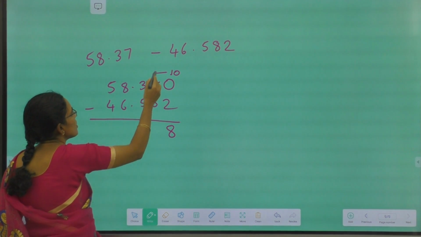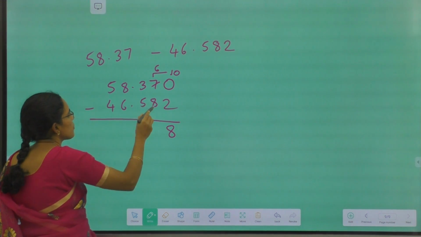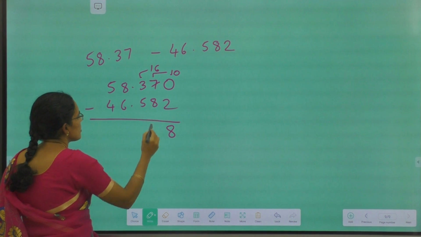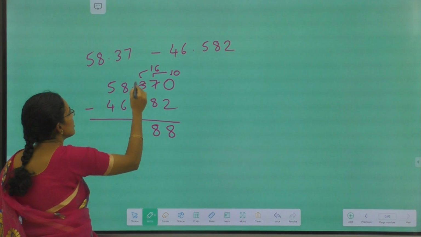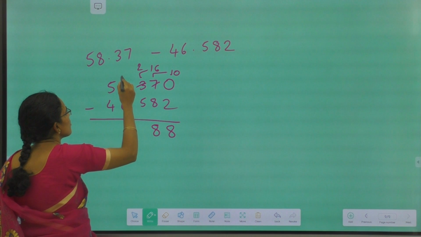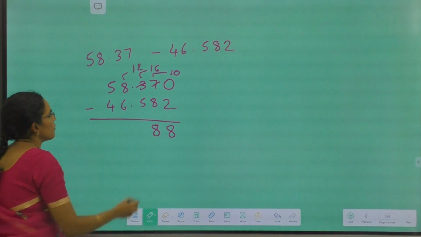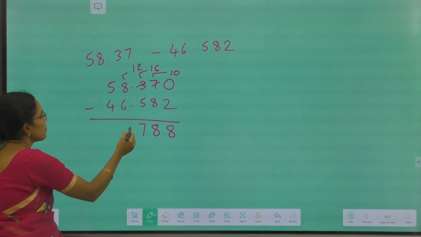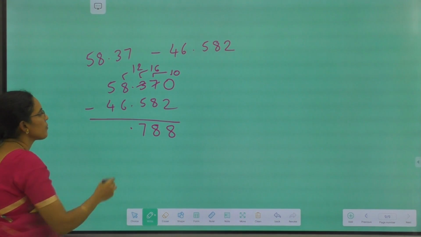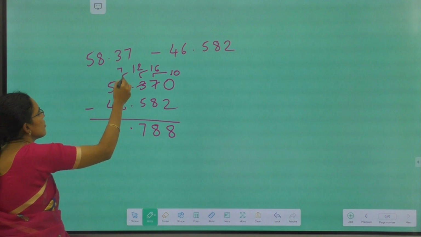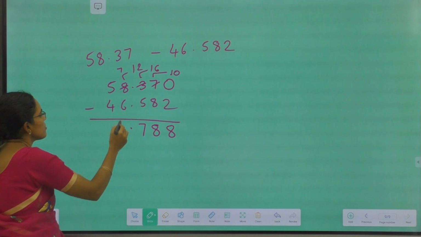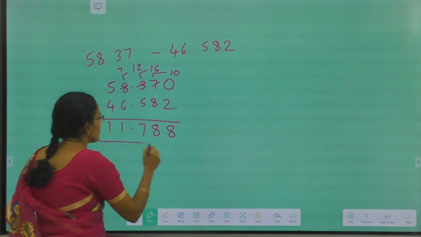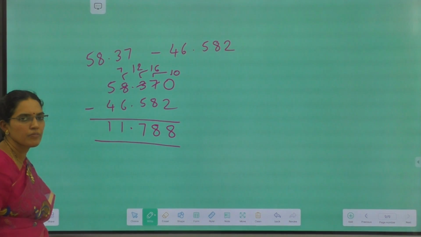Then it is only 6. We cannot subtract 8 from 6, borrowing, 16. 16 minus 8 is 8. Now it is only 2. Again we cannot subtract 5, borrowing again, 12. 12 minus 5 is 7. And then place the decimal point. Then it is only 7, because 1 we already borrowed. 7 minus 6 is 1. 5 minus 4 is 1. That is 11.788.